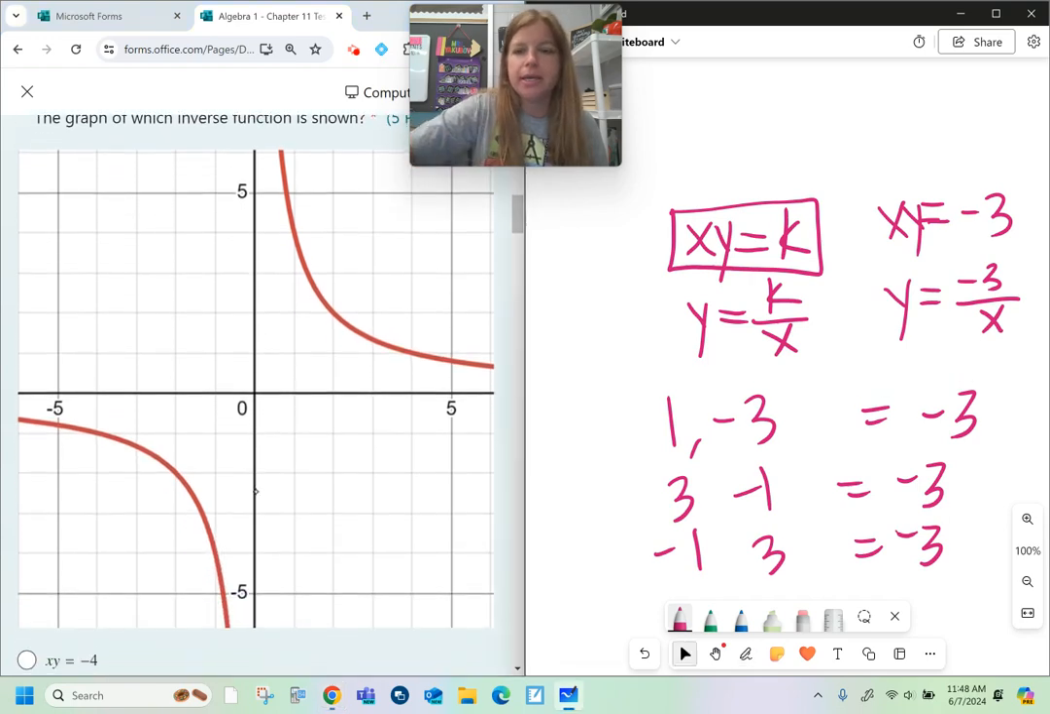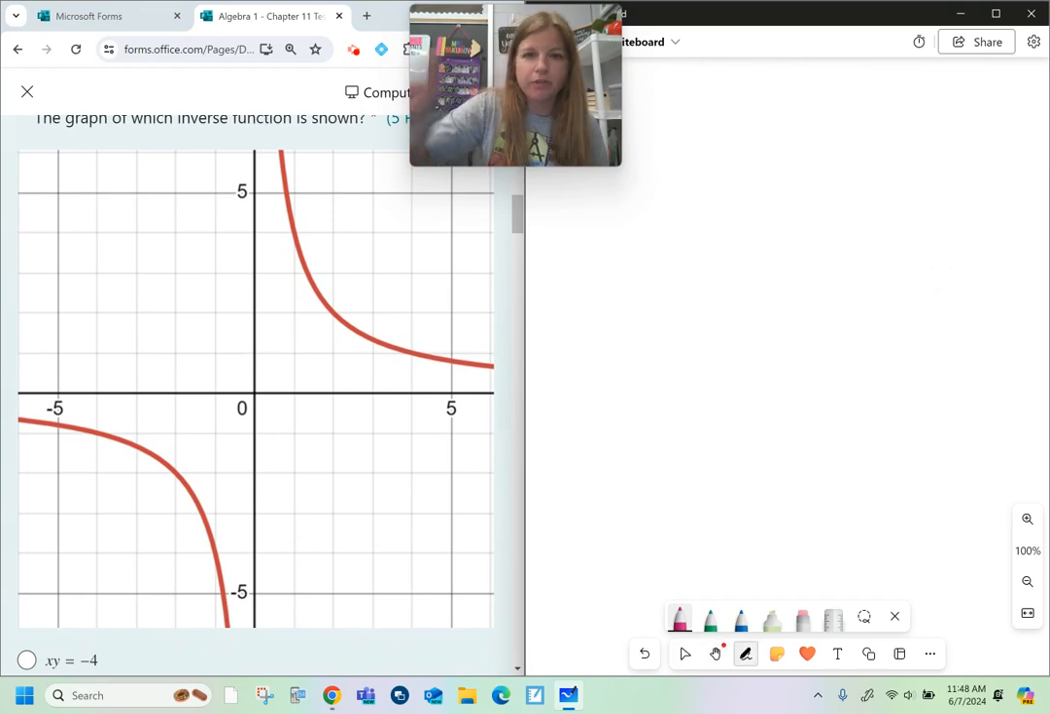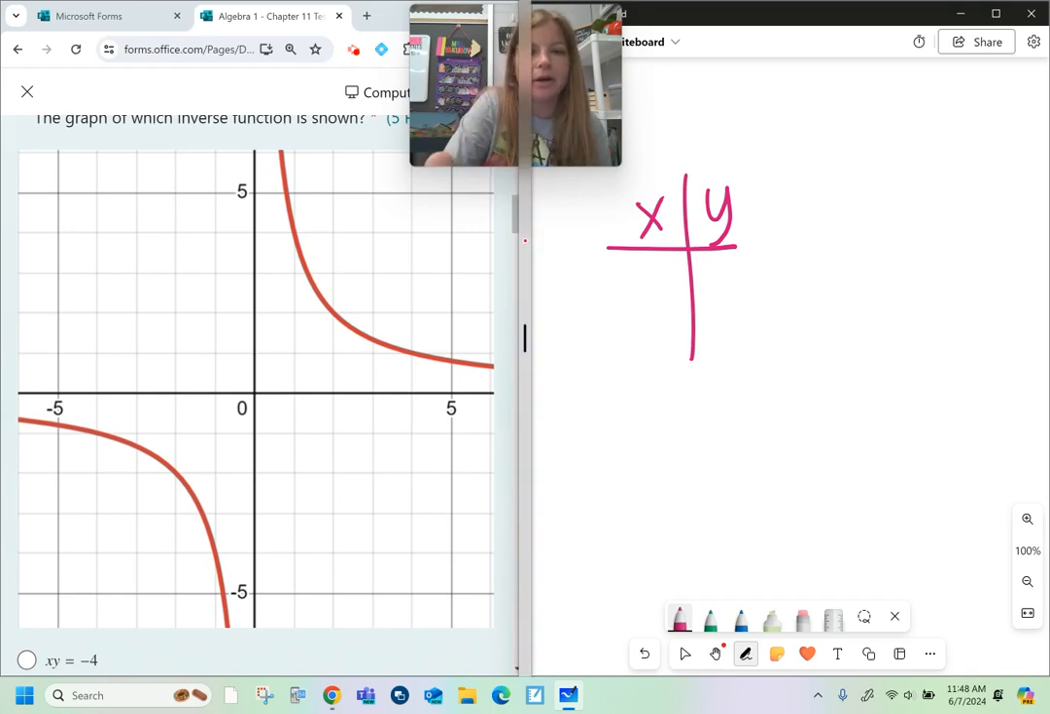Number three, the graph of which inverse function is shown. Now, if I wanted to be able to tell from a graph which inverse function it is, maybe I want to make a table of values. When I look at this first graph, I see that the curve on the top right has an ordered pair of 1, 4. I also see a point of 2, 2, and I see a point at 4, 1.